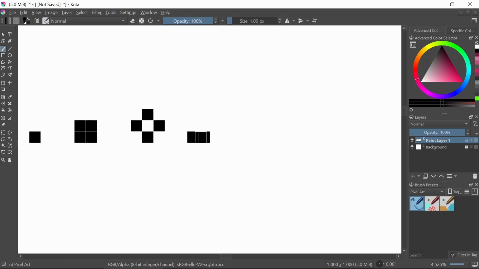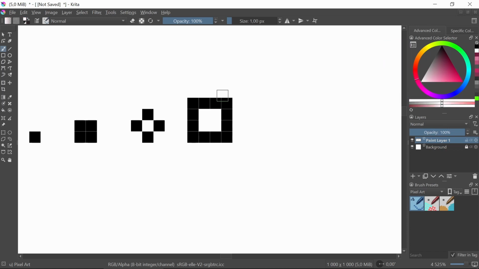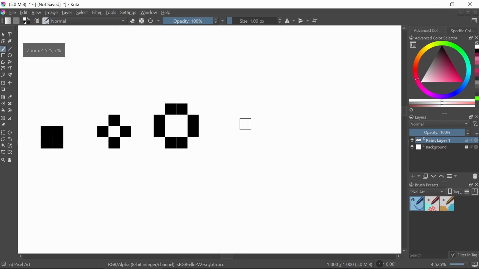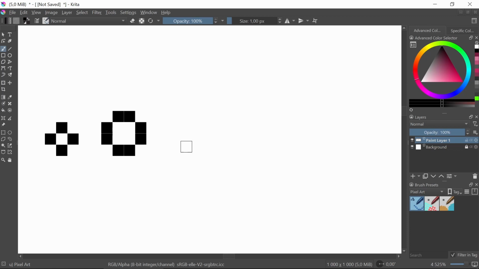Let's go 4 by 4 pixels. 1, 2, 3, 4. 1, 2, 3, 4. Again, we will be erasing each block on the sides to give us our first proper circle. Going up in scale, 5 by 5. 1, 2, 3, 4, 5. 1, 2, 3, 4, 5.